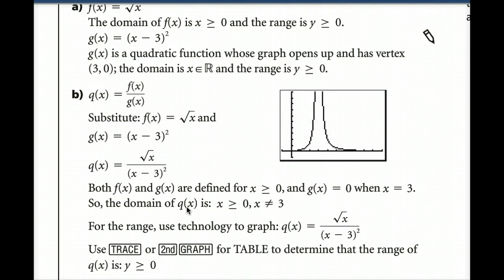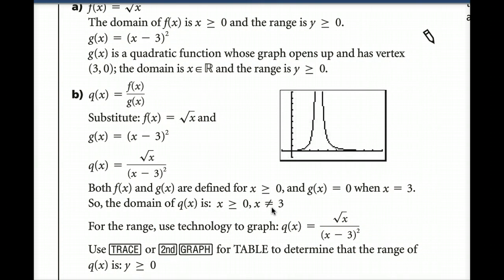And if you look at the domain, you don't really need to look at what the original functions are. Just look at this, and you can see the restriction on x due to the radical sign. So x has to be greater than or equal to 0. And also you need to look at the denominator, which cannot be 0. So x cannot be 3. So that's going to be the domain: x greater than or equal to 0 and x cannot be 3.